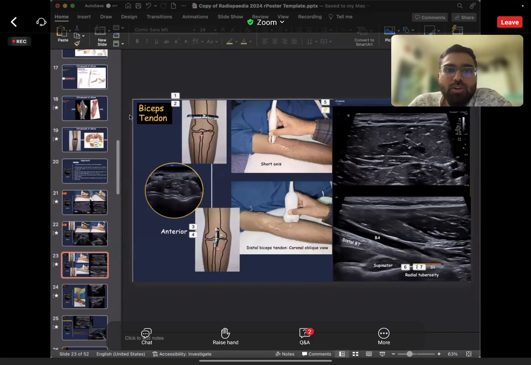Someone is asking what is the average time of doing an elbow USG. So there is no average time. Initially you may take longer because you need to adapt to the normal anatomical structures. If you are well versed with the normal anatomy, then you can find the pathological thing. So initially it will take time, but as you get pro in the things, you will see the structures.